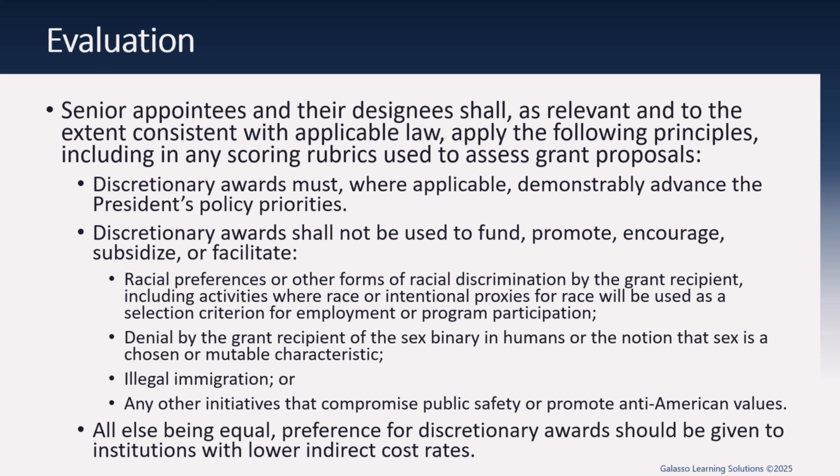In addition, when we look at some of the evaluation here, making sure that, again, it is focused on presidential priorities. And then again, there are certain things like DE&I, immigration, certain priorities of the president that they want to make sure are not being considered. So not using any funding for those particular types of grants that may have been funded previously. And then again, all else being equal, preference for those who have a lower indirect cost rate. So if you have a very high indirect cost rate, that could negatively impact your ability to get some of these discretionary grants.